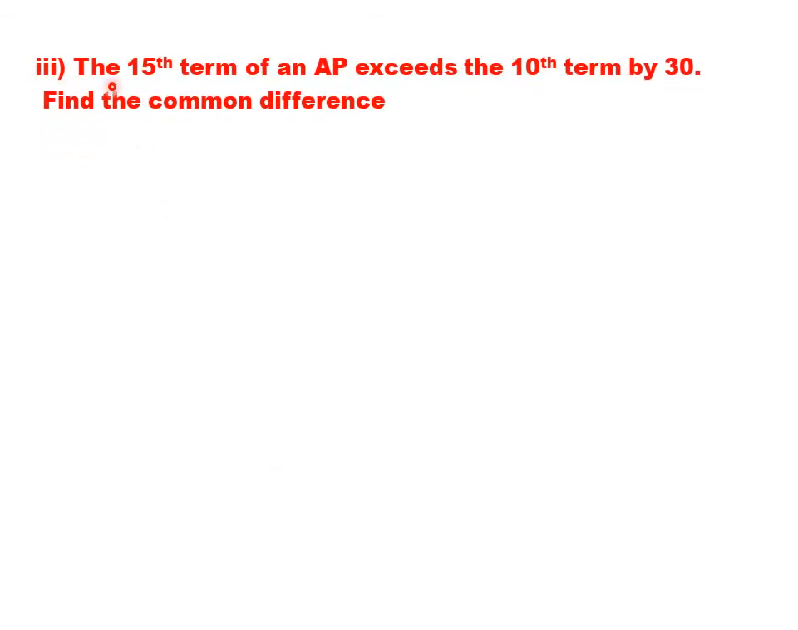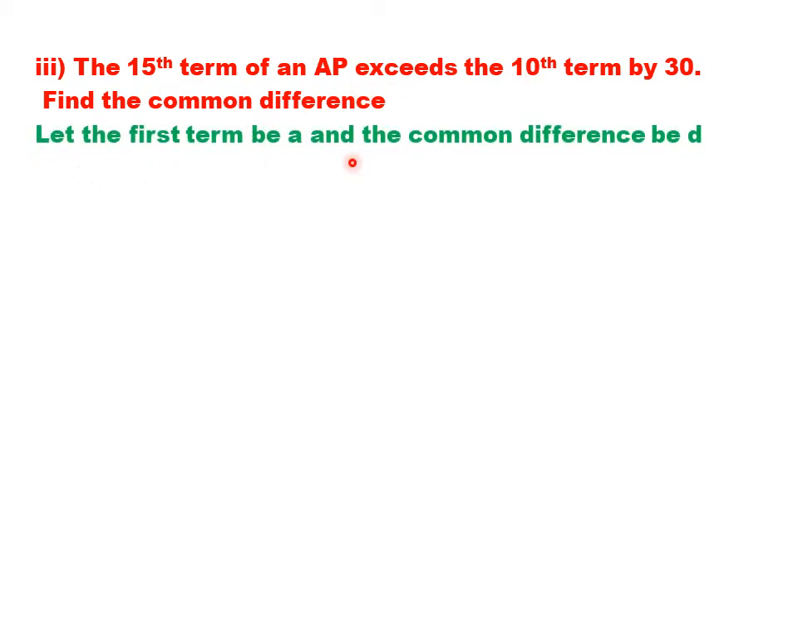Then the third problem. The 15th term of an AP exceeds the 10th term by 30. Find the common difference. Here A is not given, the common difference is also not given. The 10th term is also not given, but we have that the 15th term of the AP is 30 more than the 10th term.